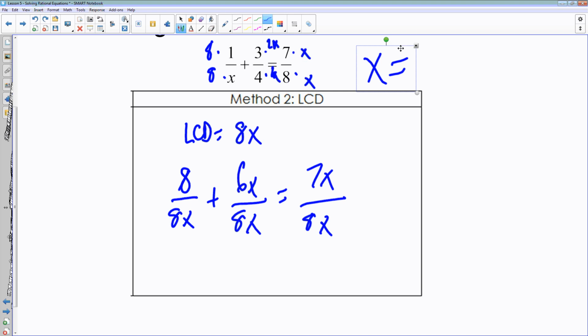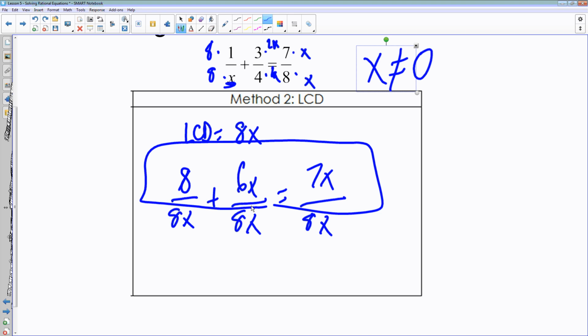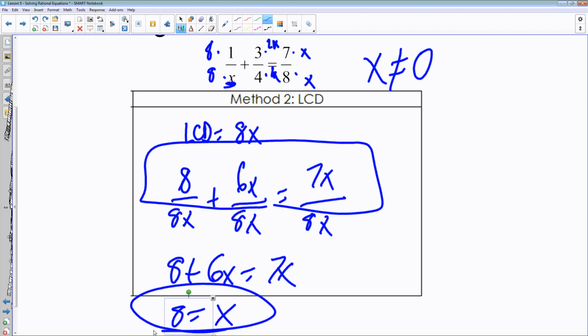Reminder, x cannot equal 0 because that would make 0 in my denominator. So we solve my top equation. 8 plus 6x equals 7x. We're going to subtract 6x from both sides, and we get x equals 8.